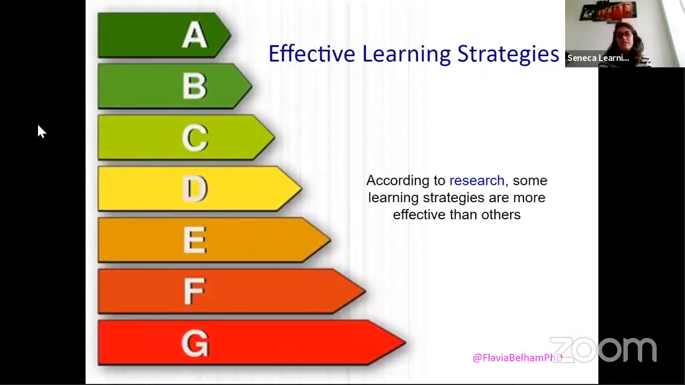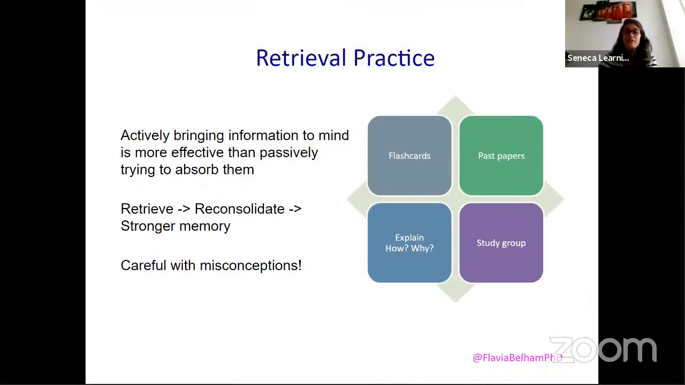Okay, so what are effective learning strategies? Those are the strategies that, according to research, work more than others. So they are not based on guessing, they are not based on what I think is best, they are based on actual scientific proof and scientific studies and replication and validation. There are several of them, but there are 4 that I consider the most important ones, and they are the ones that we chose to use on our Seneca methodology.